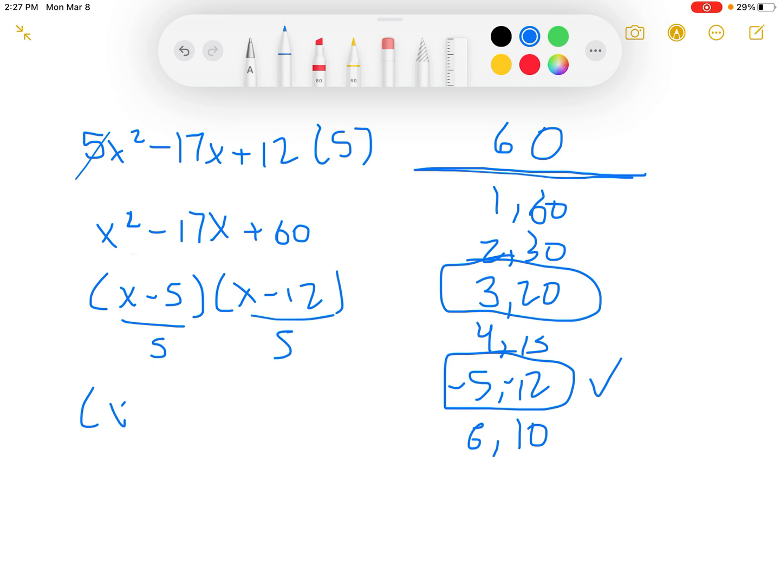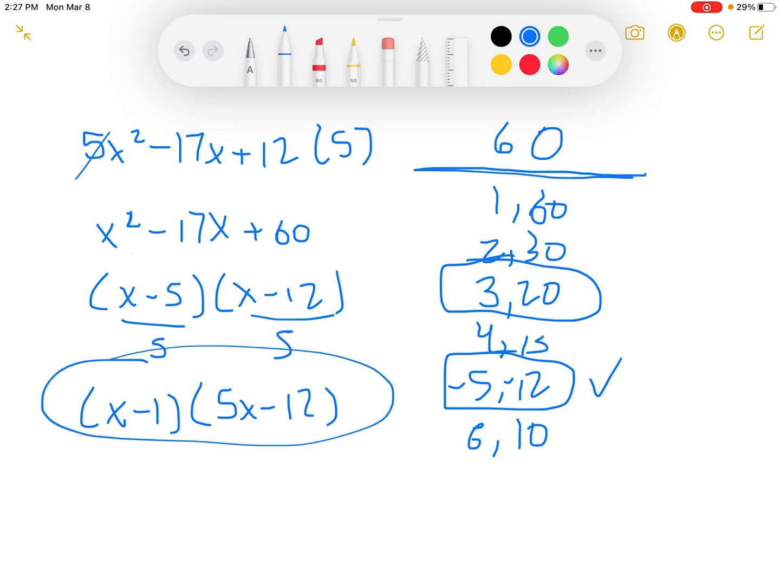We get x minus 1 for this, but for this one, we don't want a fraction or decimal, so what you do is you just put it beside the x. So it's 5x minus 12. So that's all you have to do, because we don't want any fractions here. So that would be the answer. That's how you use the bottoms-up technique, and that'll be it for this video.